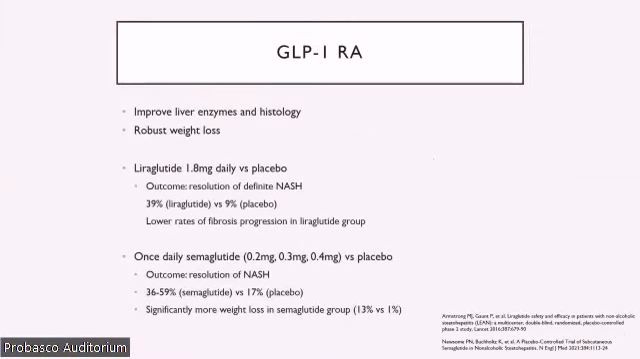So first we'll talk about GLP-1s. They improve liver enzymes and histology and also cause a robust weight loss. So kind of killing two birds with one stone. They looked at liraglutide and semaglutide, and both showed significant weight loss and then lower rates of fibrosis and progression in the GLP-1 versus placebo group.